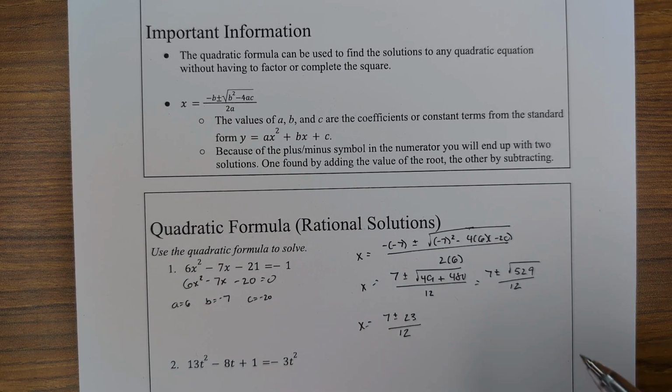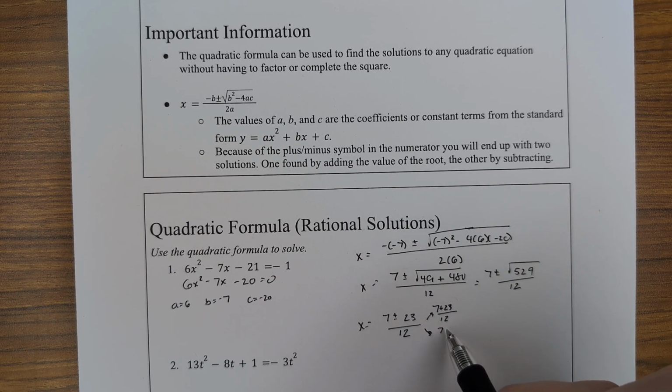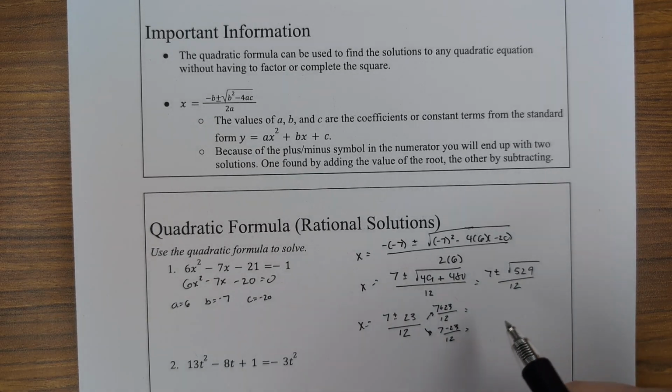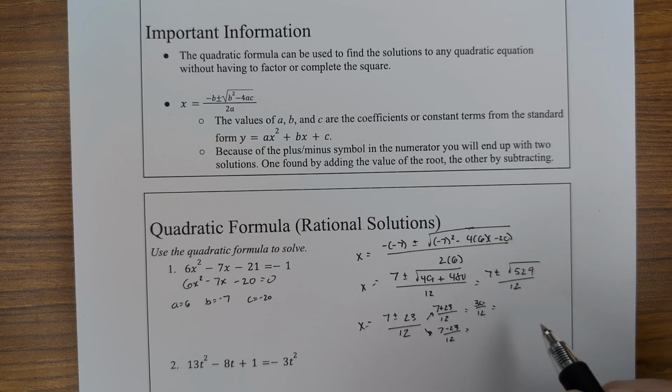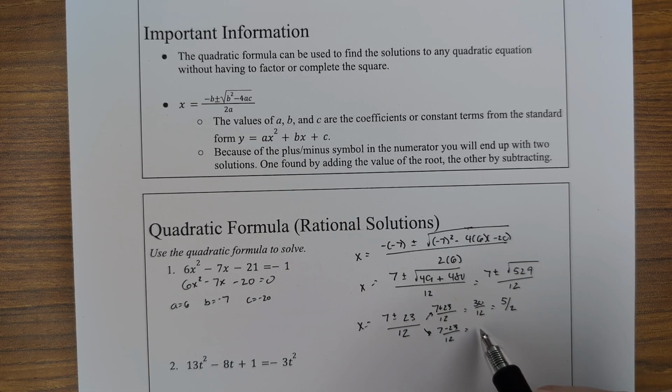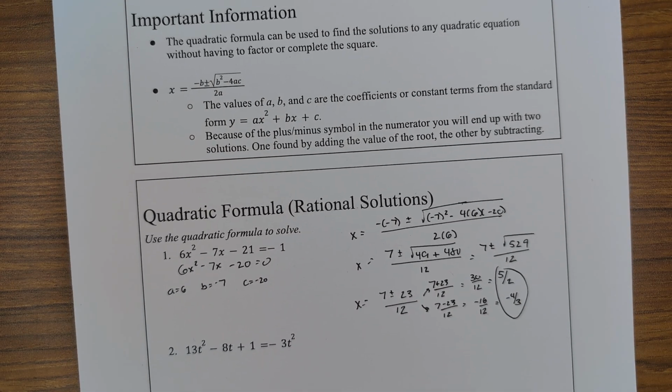So this is where you'll have to split the problem. We need to work out what is 7 plus 23 over 12 and what is 7 minus 23 over 12. So this is 30 over 12. Divide both by 6, so 5 halves. This would be negative 16 over 12, divided by 4, negative 4 thirds. So our two solutions are 5 halves and negative 4 thirds.